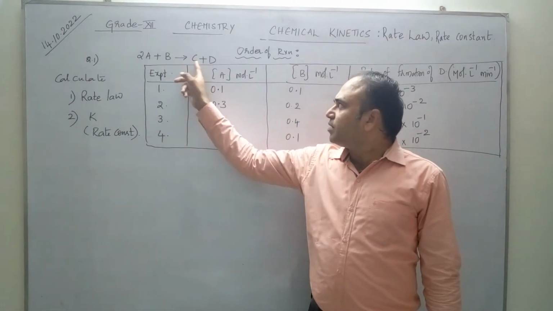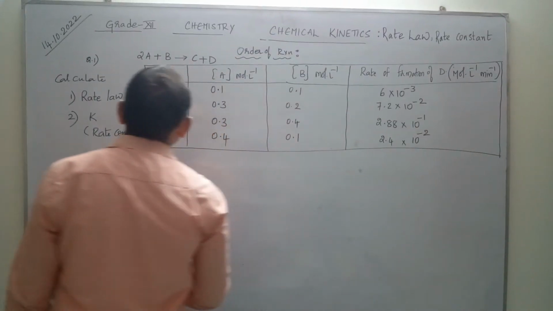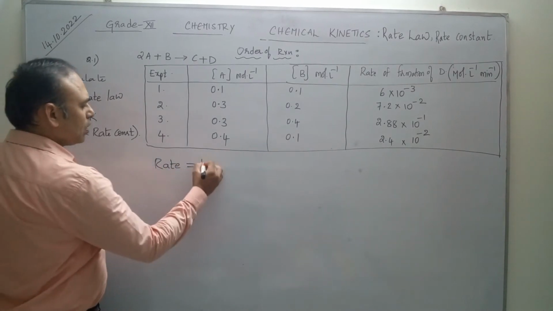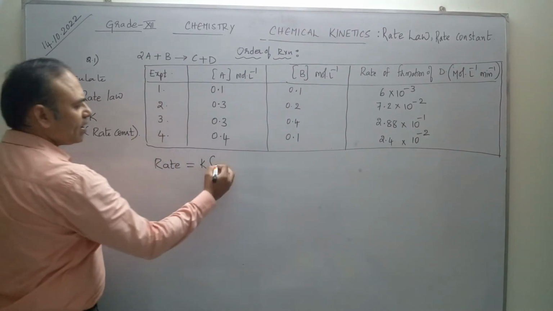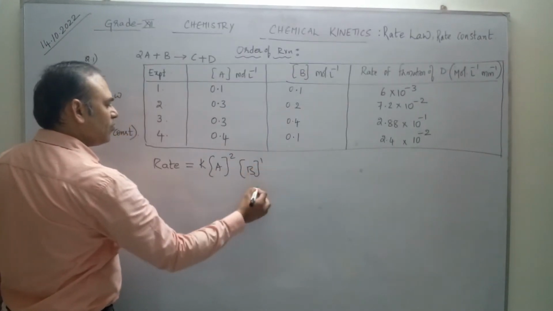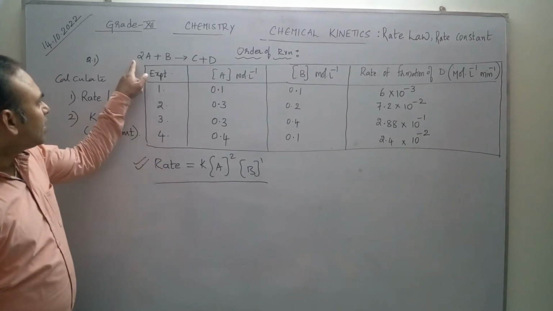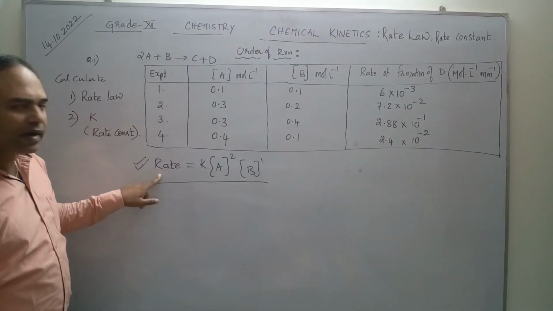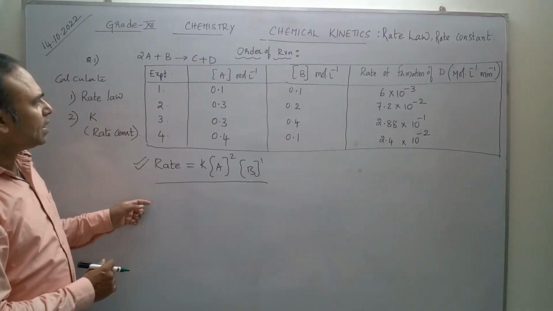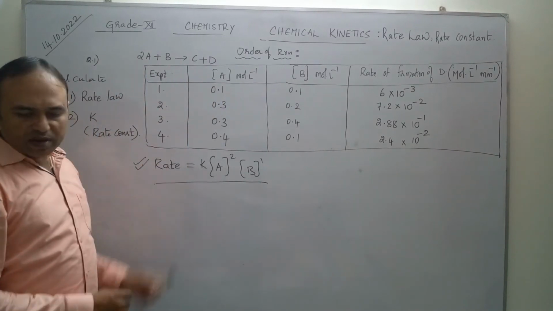So 2A plus B gives C plus D. But with the theory, what we were writing is rate equal to K into, here 2A is there, therefore A to the power of 2 and B to the power of 1. So till now we were discussing based on the stoichiometric coefficients, we were writing the rate law like this. But the actual rate law should be written only based on the experimental data. So let us see how we have to write that.